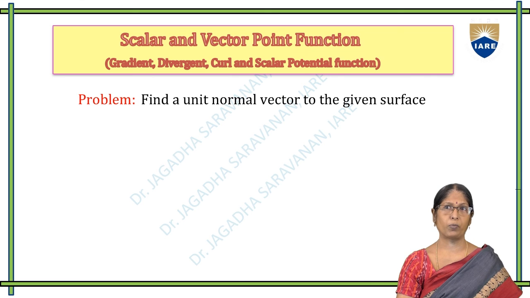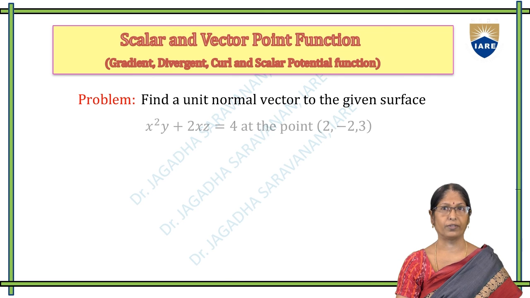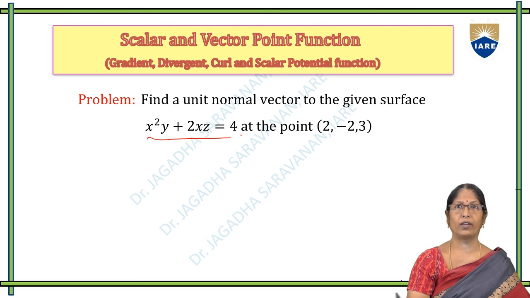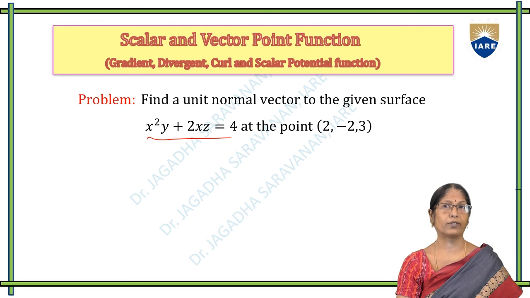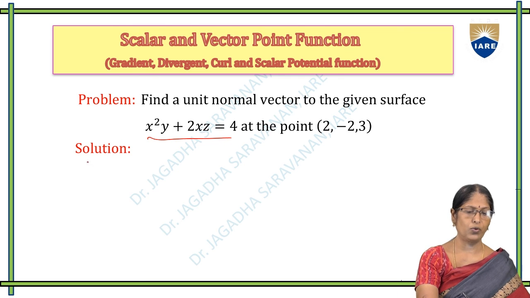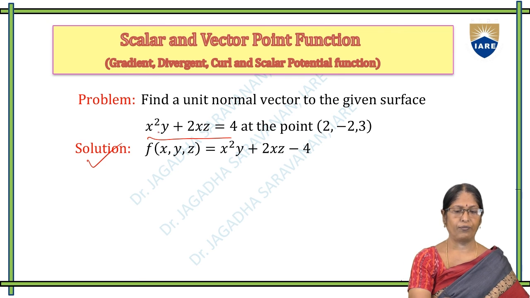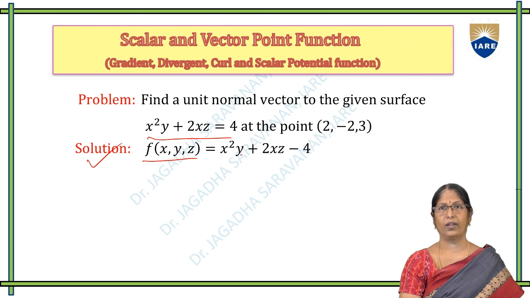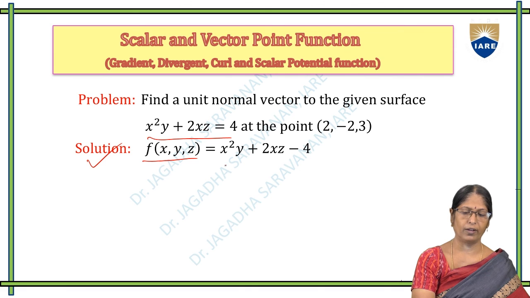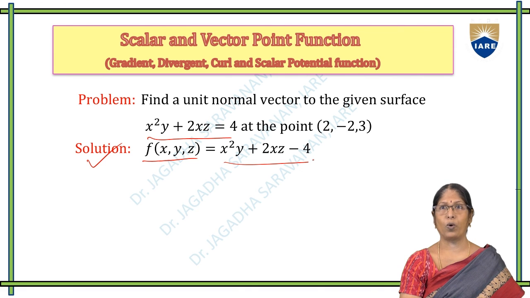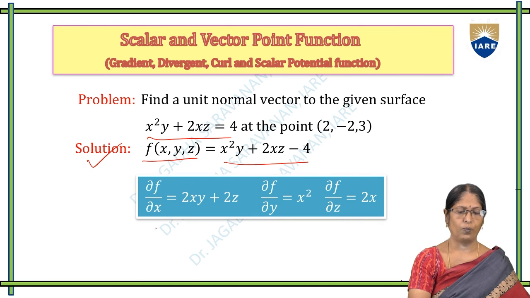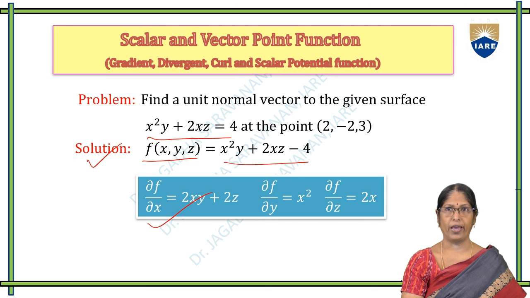Find a unit normal vector to the given surface x square y plus 2xz equal to 4 at the point 2, minus 2, 3. So the solution: f is the function defined in terms of variables x, y, z. We bring everything to one side: x square y plus 2xz minus 4 equals 0. We are finding dou f by dou x.